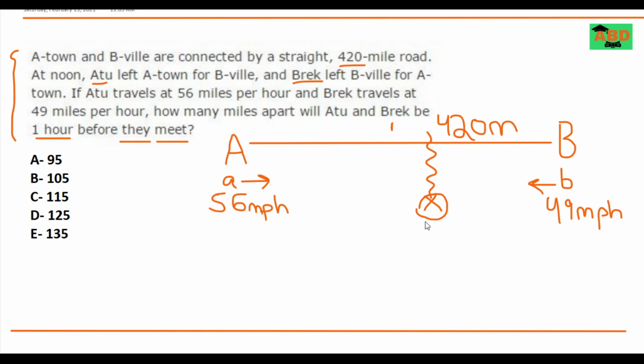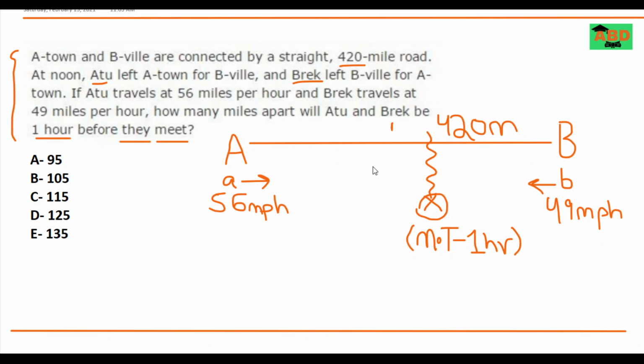But the question is not really interested in this time, which is the meetup time. The question is saying how many miles apart Atu and Burke are 1 hour before they meet. So I need to subtract this 1 hour from this meetup time and use this time to find where A is lying and where B is lying and use their distances. Okay, let's try to draw it out.